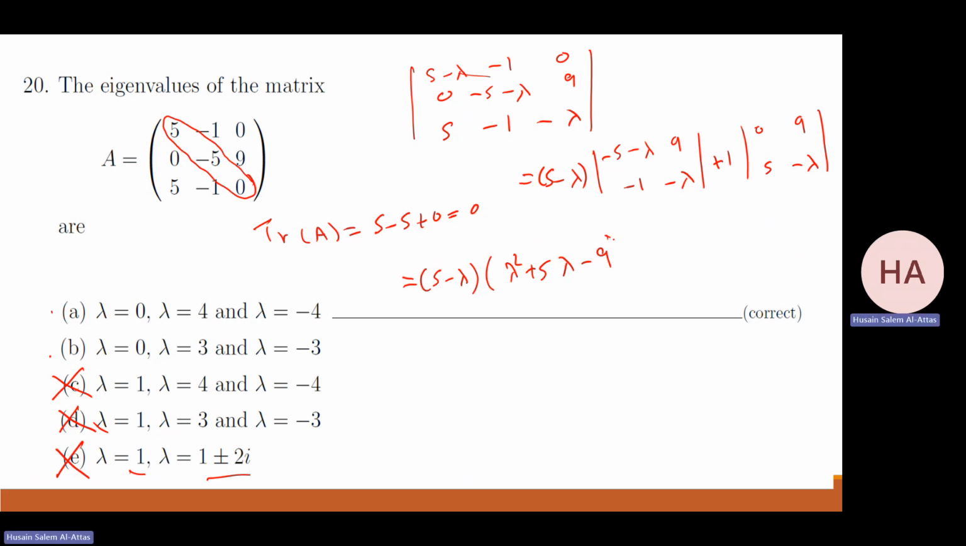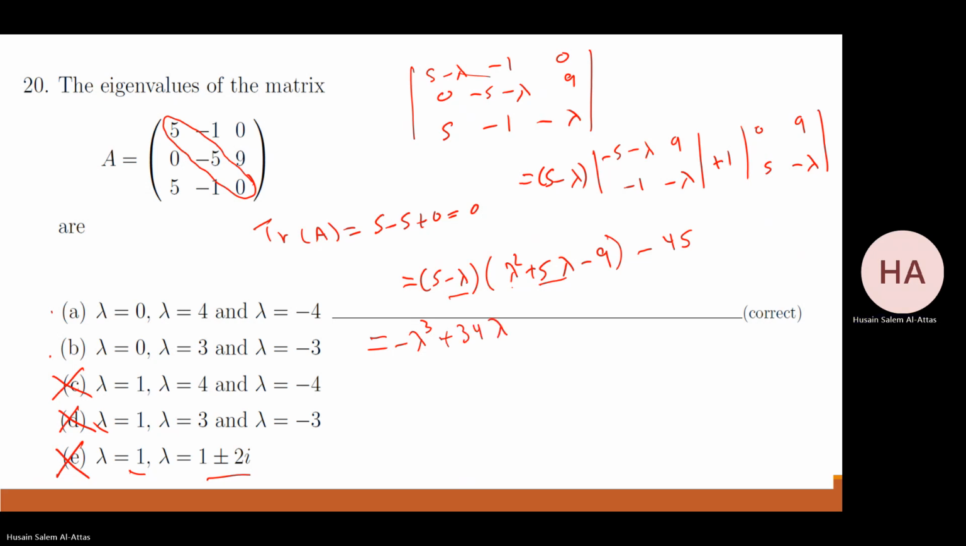Okay. And this is 0 minus 45. Okay, let me open this. What I will get? Minus lambda cubed. Lambda square comes from where? This is minus 5. Minus 5 lambda square plus 5 lambda square. Lambda comes from where? 25 lambda plus 9 lambda plus 34 lambda.